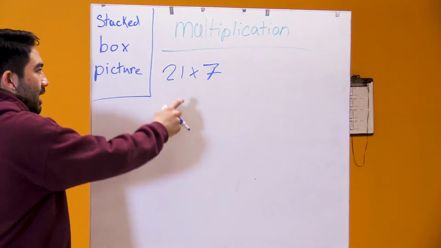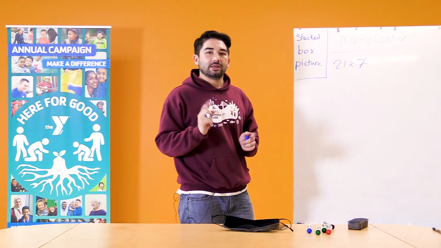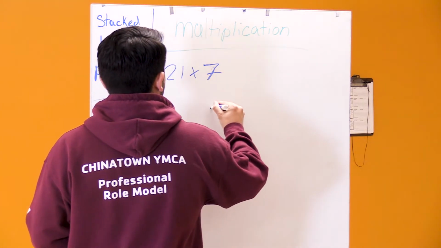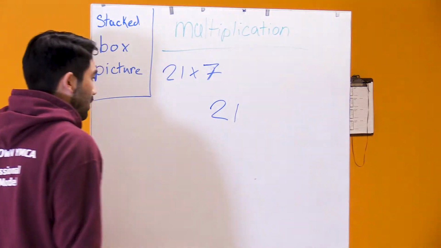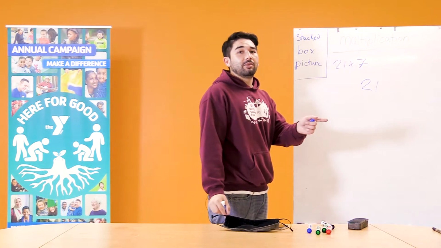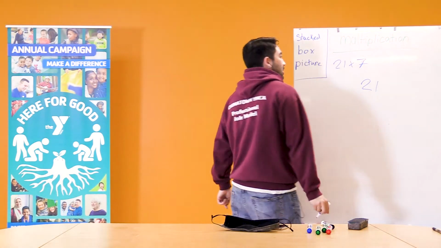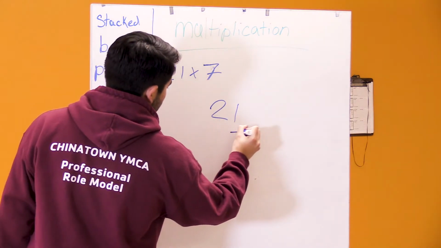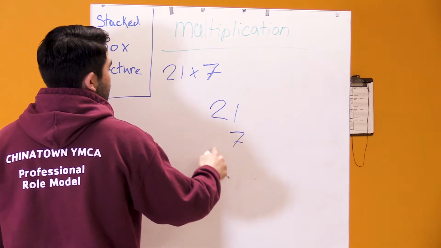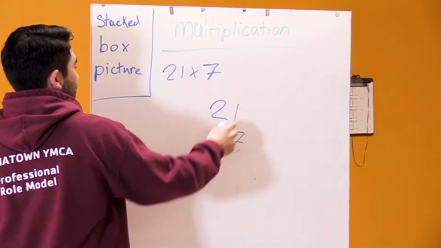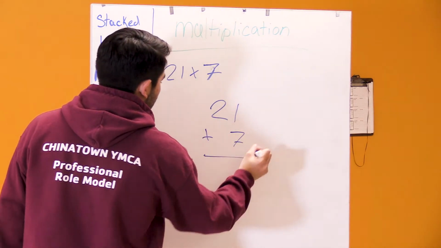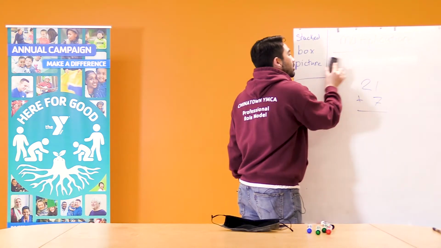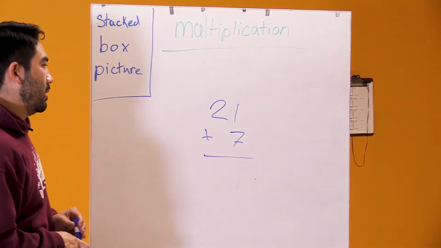Right now we can't do stacked multiplication in the form that it's in, so let's go ahead and stack our numbers. So I'm going to go 21. Something very important, you have to line up your numbers by place value. So 21, the 1 is in the ones place, and the 7 is also in the ones place. So the 7 is going to go underneath the 1. And there we go. Stacked multiplication problem is set up. And now we're ready to multiply.